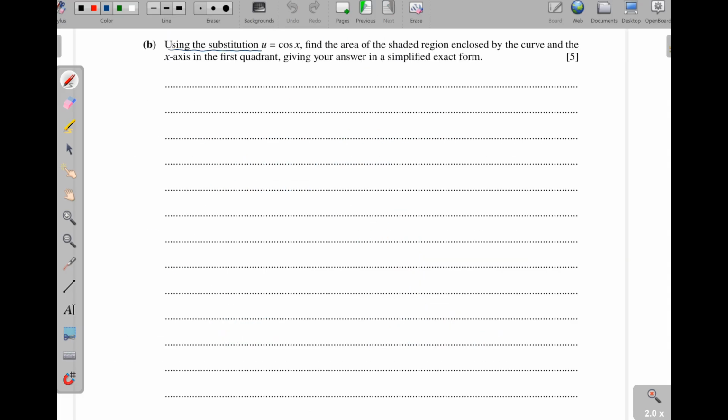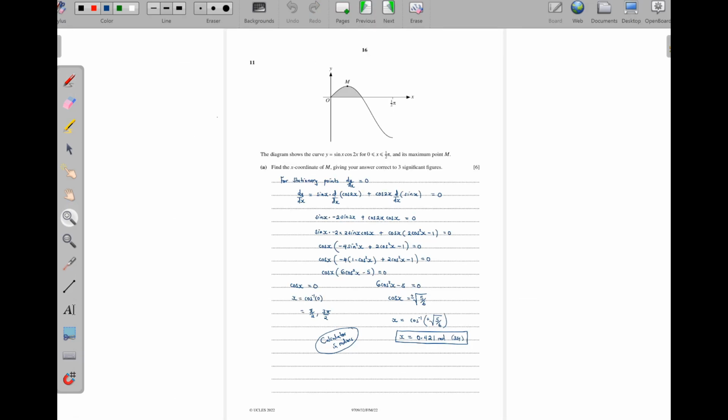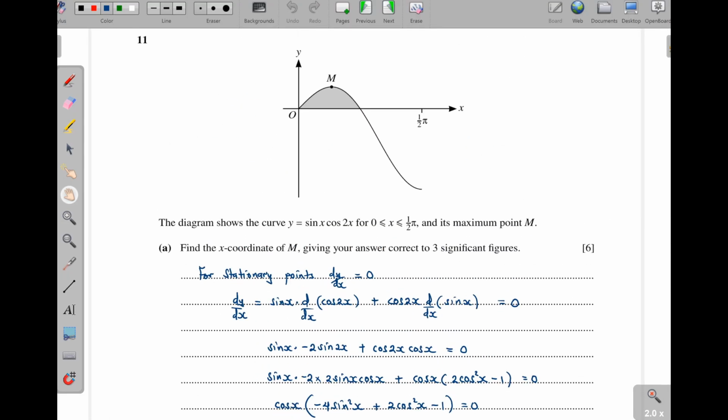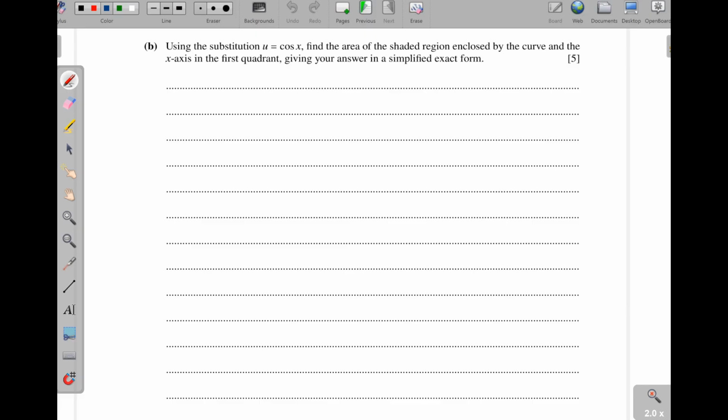Then part B, using the substitution u is equal to cosine of x, find the area of the shaded region enclosed by the curve and the x-axis in the first quadrant, giving your answer in the simplified exact form. So what we need to do, this is integration by substitution, which actually transforms what looks to be hard into something that is easy to deal with. But when you come back here, you can see that the shaded region, the curve crosses the x-axis at a point that we don't know. So that's the first thing we need to decide, that we integrate from 0 to that point. Okay, so let's look for that.